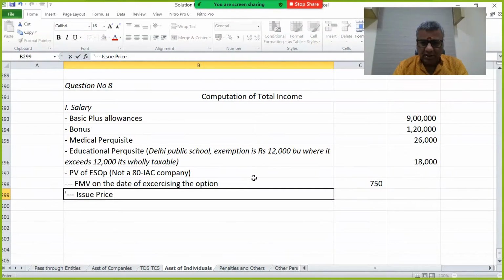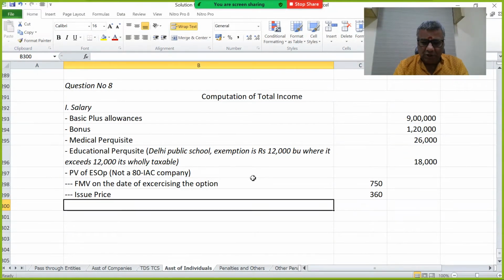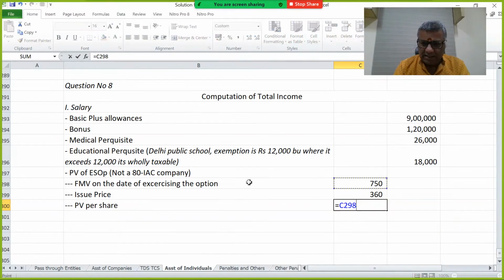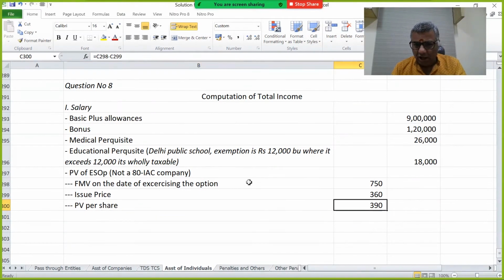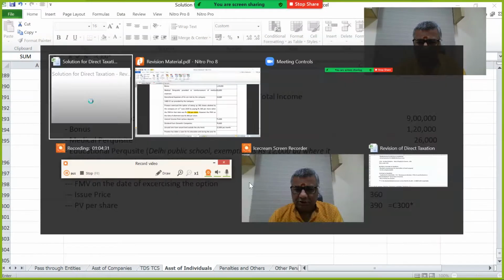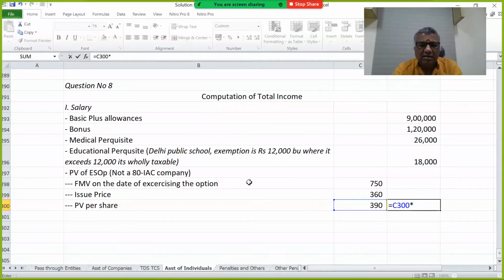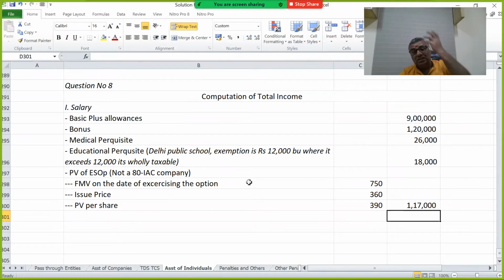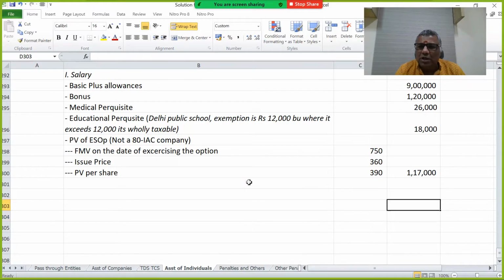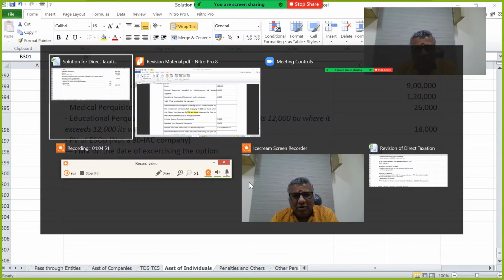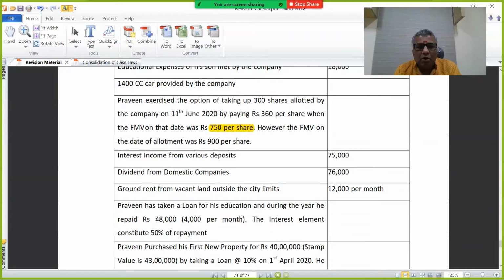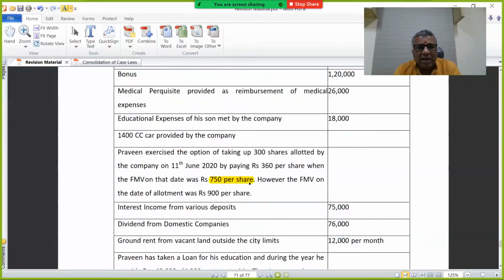Issue price 360. Okay, so the perquisite value per share is 750 minus 360, okay, 390. The number of shares he was allotted is 300. So perquisite value 1,17,000. Okay, even if it is an ESOP of an 80 IAC company, I will include it here later when I am after computing the tax. The 1,17,000 I will defer it. Otherwise, it will be included in the income only. Okay, so are we through with salaries? Yes, we are through with salaries.